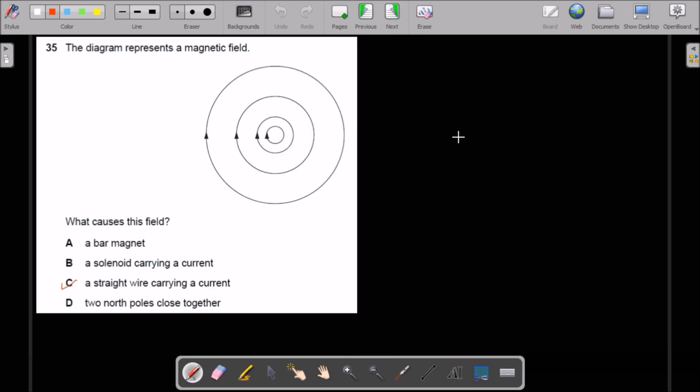Question 35. The diagram represents a magnetic field. What causes this field? So this magnetic field is for a straight wire carrying a current. That's why C is right.